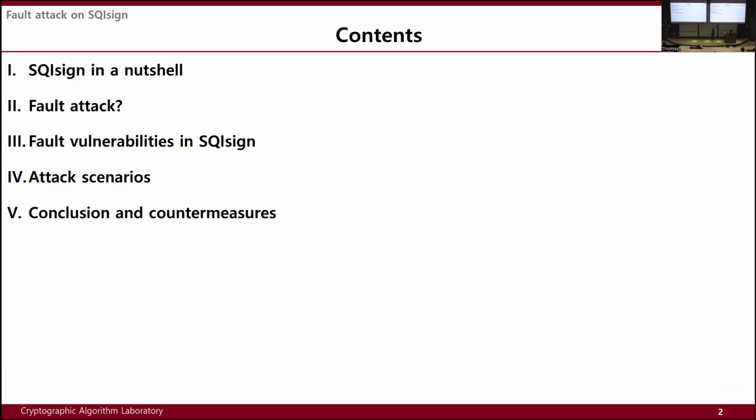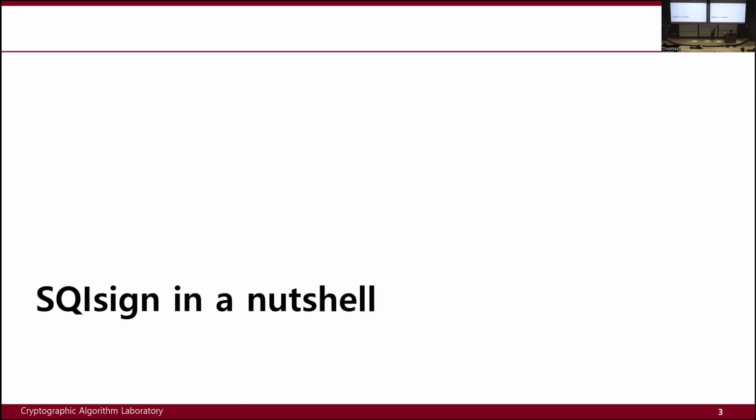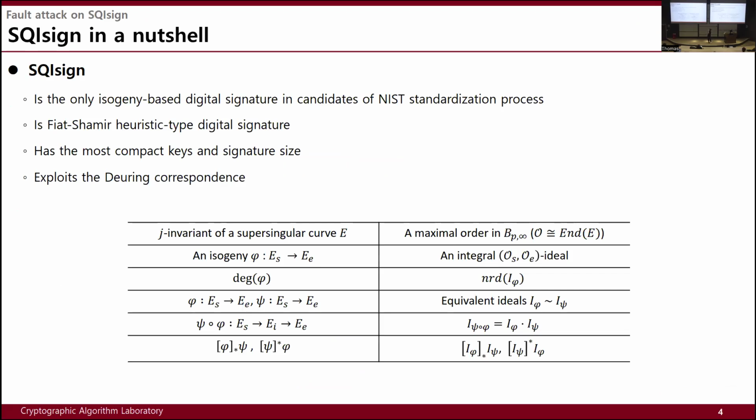Let's begin. These are the contents. Let's begin with SQISign in a nutshell. SQISign is the only isogeny-based digital signature among the candidates in the NIST standardization process. It's the Fiat-Shamir heuristic type and has the most compact key and signature sizes.